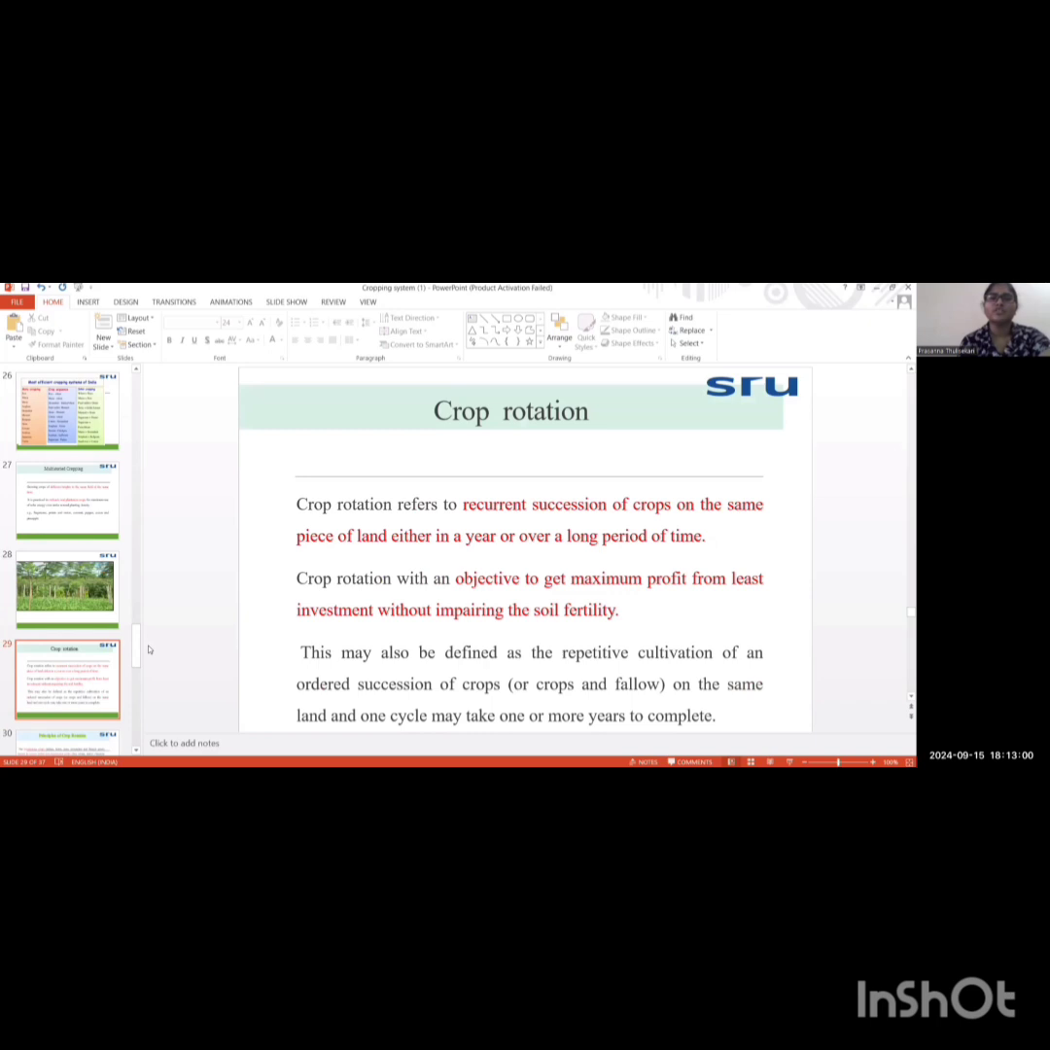Next is crop rotation. Crop rotation refers to recurrent succession of crops on the same piece of land, either in a year or over a long period of time. Crop rotation has an objective to get maximum profit from least investment without impairing the soil fertility. This may also be defined as the repetitive cultivation of an ordered succession of crops on the same land, and one cycle may take one or more years to complete.